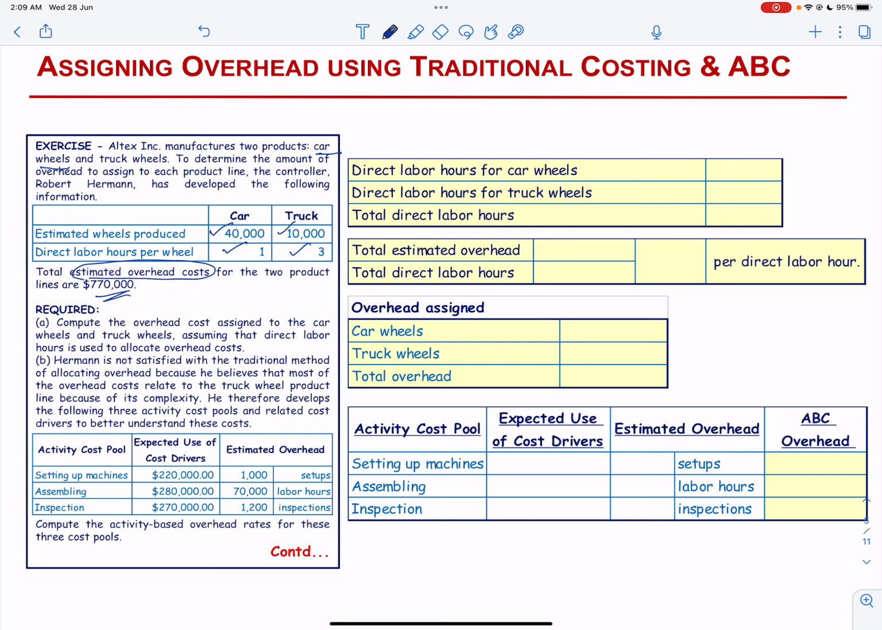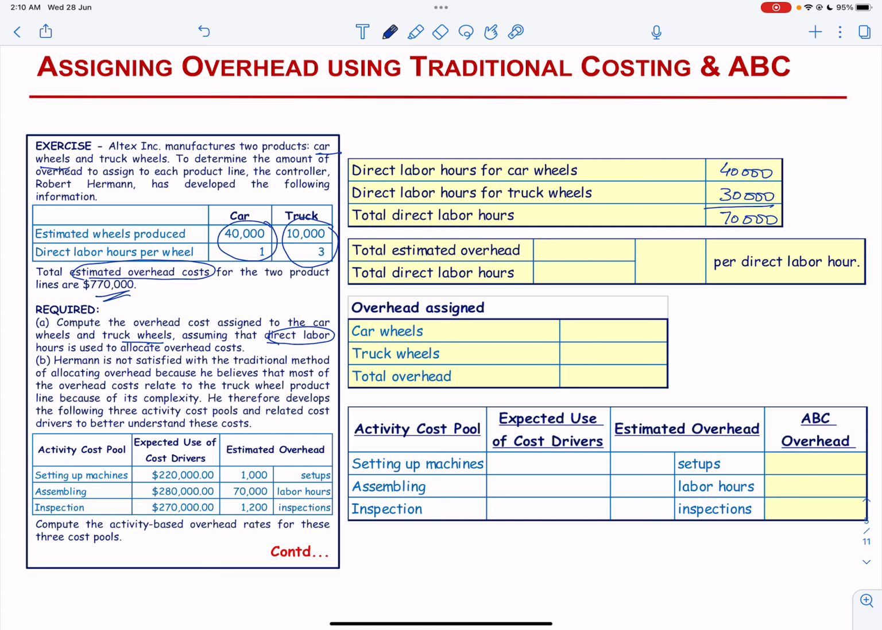So first we have to compute the overhead cost assigned to the car wheels and truck wheels, assuming that direct labor hour is used to allocate overhead cost. So for cars, we have the total number of wheels produced is 40,000 and labor hour is 1. So 40,000 times 1 will be 40,000. For trucks, it will be 10,000 times 3, that will be equal to 30,000. So the total direct labor hours is 70,000.